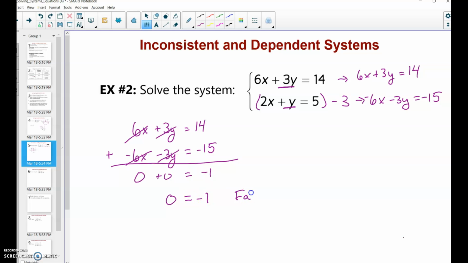This is a false statement. 0 does not equal -1. So because of that, this piece of information tells you that the lines are parallel. Parallel lines do not cross. So when we classify this type of system, it's an inconsistent system. Okay, hopefully if you tried that on your own, you would have gotten 0 equals -1 as well. Any type of untrue statement will tell you that the lines are parallel.